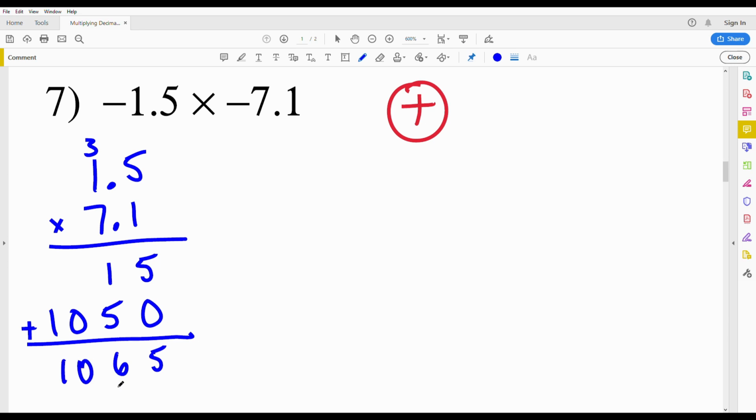So 1,065. But wait, that seems very unreasonable. Let's go back. Remember, these are decimals. So if I rounded this up to about 2 and this to about 7, 2 times 7 should be roughly 14. So the number that I can create with 1065 that's closest to 14 would be 10.65. So let's double check. 1 decimal place for my first number, 1 decimal place for my second number. That's a total of 2 decimal places. Yep, it checks out. And remember, our solution is supposed to be positive, so 10 and 65 hundredths is indeed my solution for number 7.